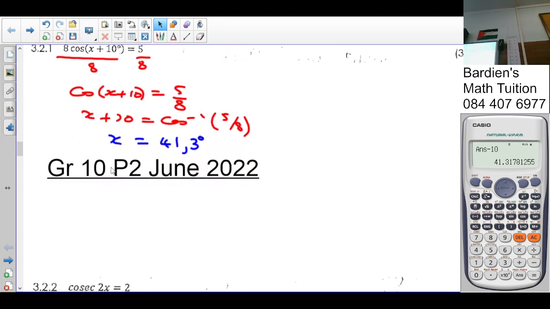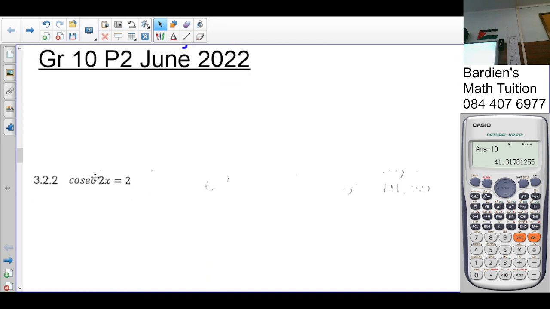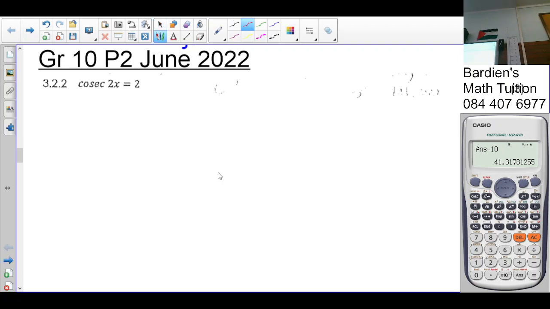Let's look at the next question. Cosec. Now again on the calculator we don't have cosec. But we know that cosec is the reciprocal function for sine, not so? So that is 1 over sine 2x is equal to 2.